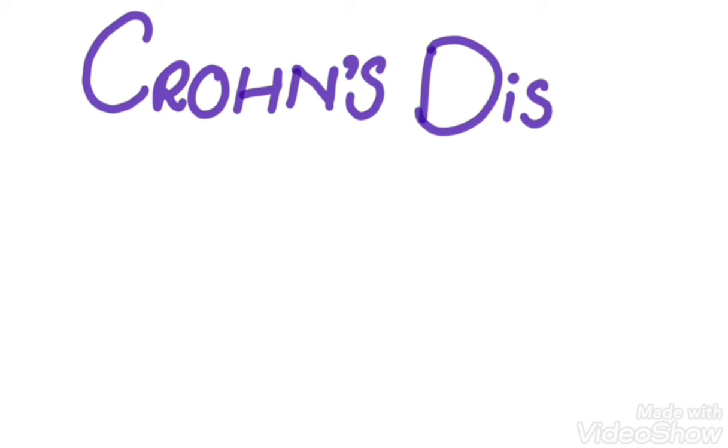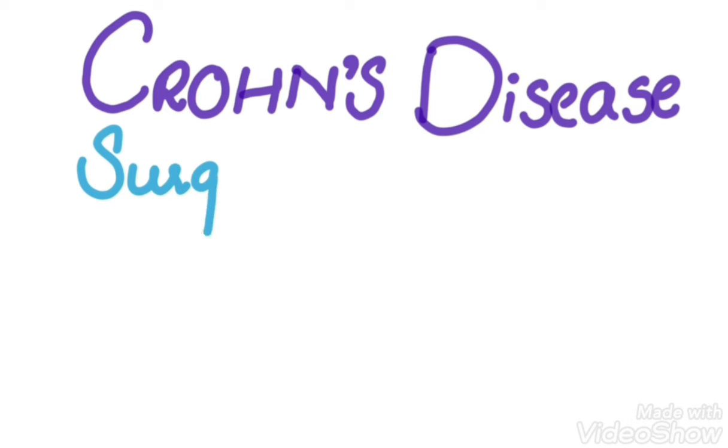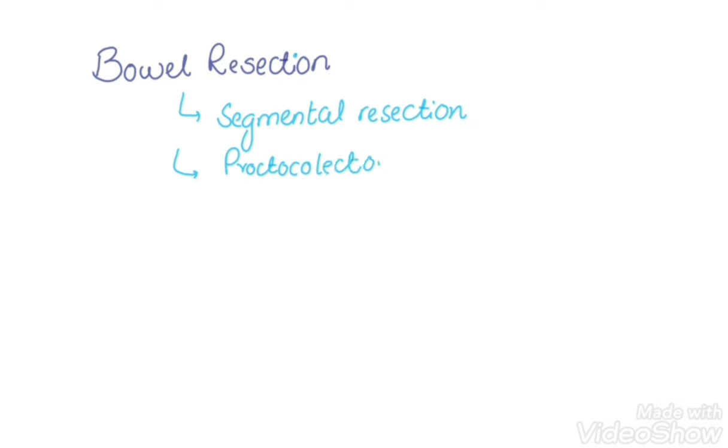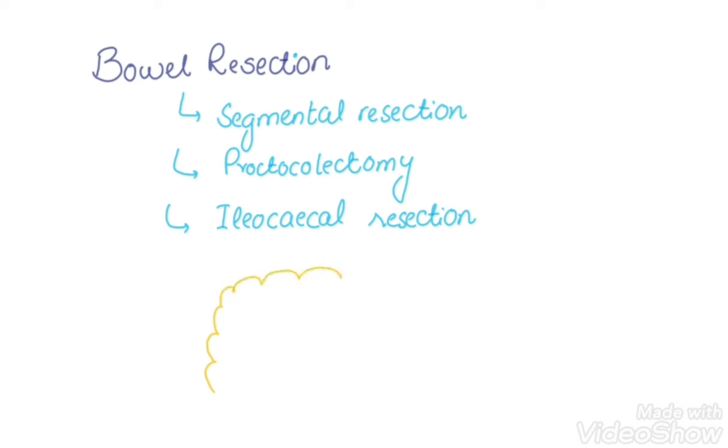Crohn's disease may require surgery when medical treatment fails, but in most cases, the surgery is done to treat the complications caused by the disease. Surgical intervention includes resecting the part of bowel involved, known as segmental resection, or proctocolectomy, or ileocecal resection.